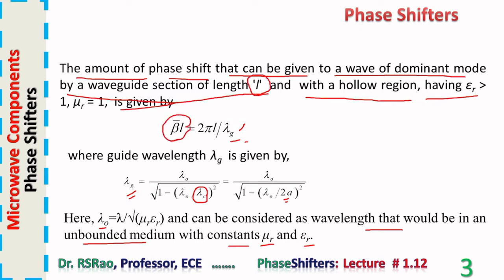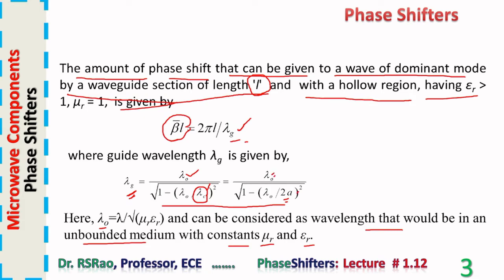Beta is phase shift per unit length. The hat over it indicates that the wave is non-TEM wave. L is length. It is given by 2 pi L by lambda g. Lambda g is given by this form. Now, beta L phase shift can be altered, it can be changed by changing lambda g. Lambda g can be changed either by changing lambda naught or lambda c or a.